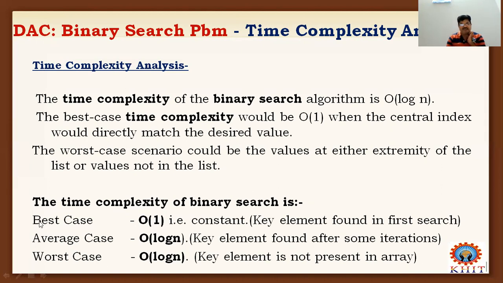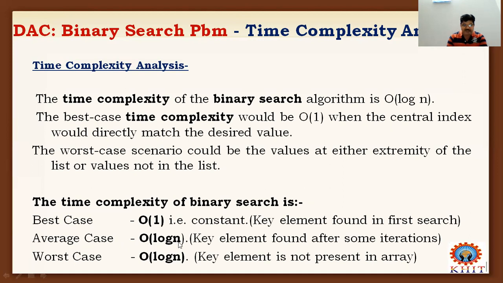So that is considered the best case time complexity. The second one is average case time complexity. Average case time complexity means that when we compare the middle element with the key element, sometimes key is less than mid, sometimes key is greater than mid. In this case, we need to do some number of iterations, so it will take an average number of times. Finally, the time complexity is order of log n.